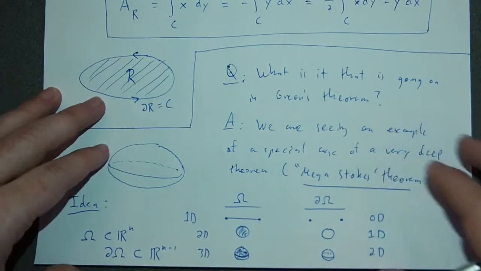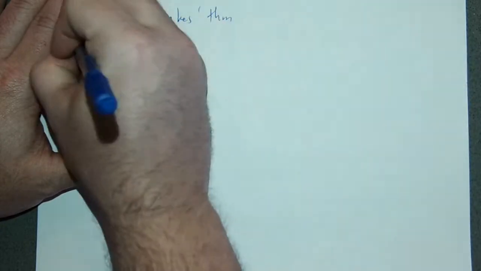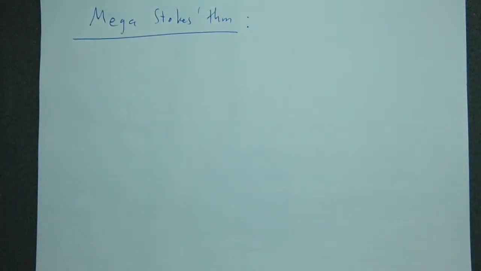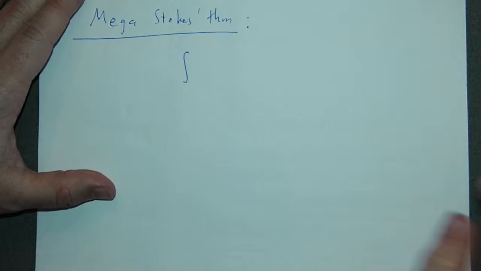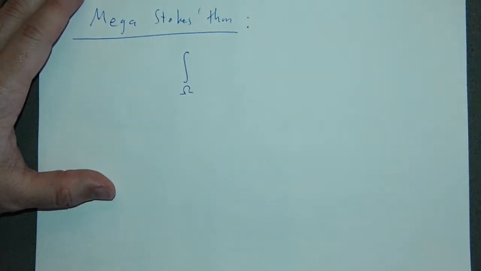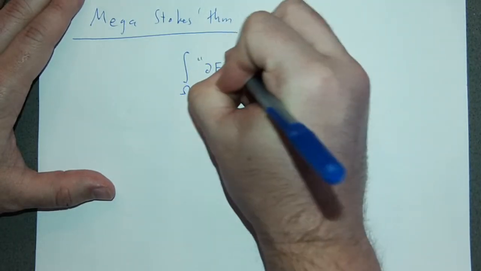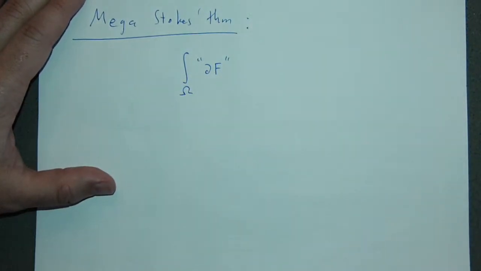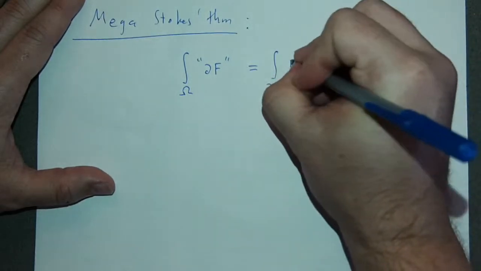What is the idea? What does Mega Stokes' theorem say? What Mega Stokes says is the following. Okay. If I want to integrate along some region omega something that I will call del f, right? Then in order to do that, I can integrate along the boundary of omega the object f.